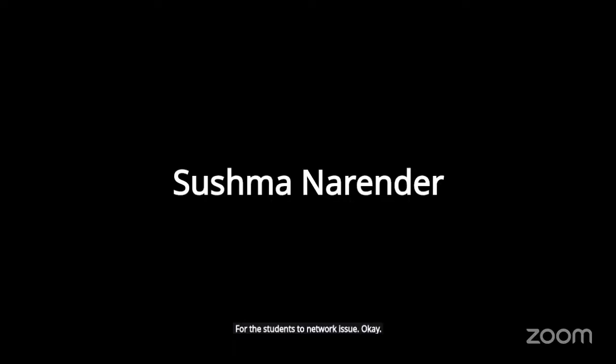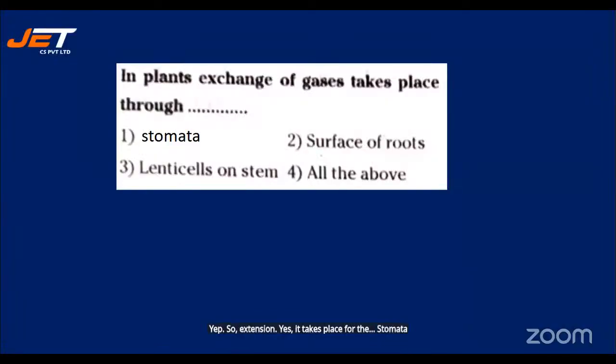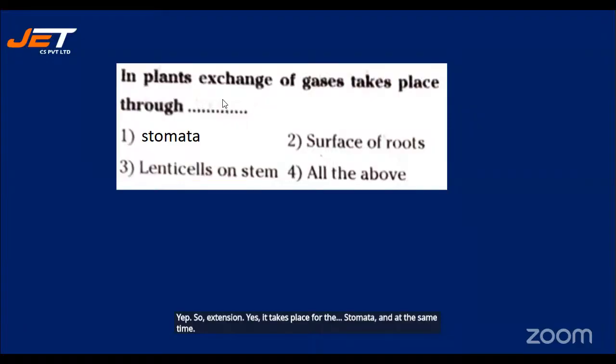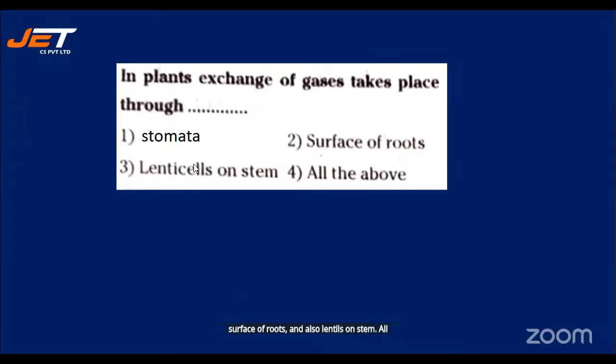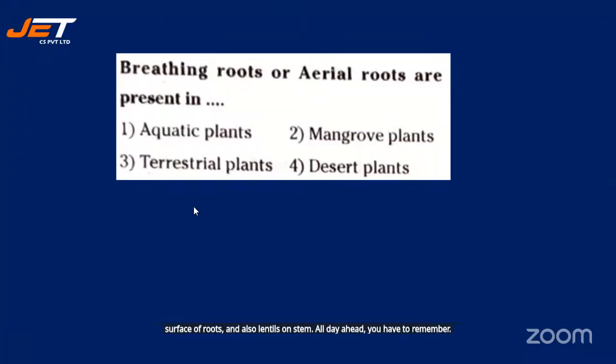Here, exchange of gases takes place through the stomata, and at the same time the surface of fruits and also lenticels on stem. All the above. Okay, that you have to remember. And breathing roots, aerial roots, are present in what, Nana? Aquatic plants, mangrove plants, terrestrial plants, desert plants.